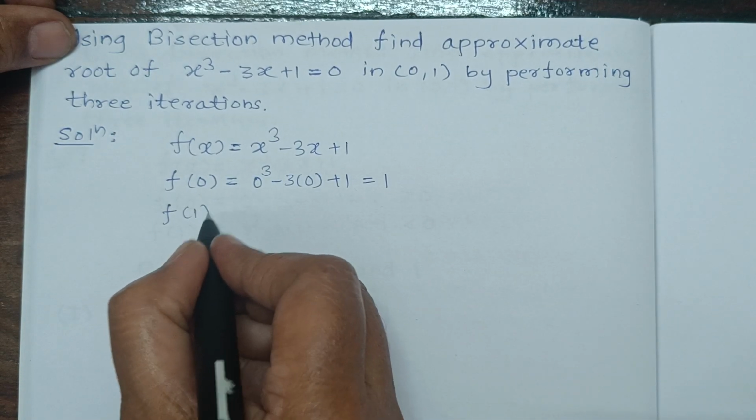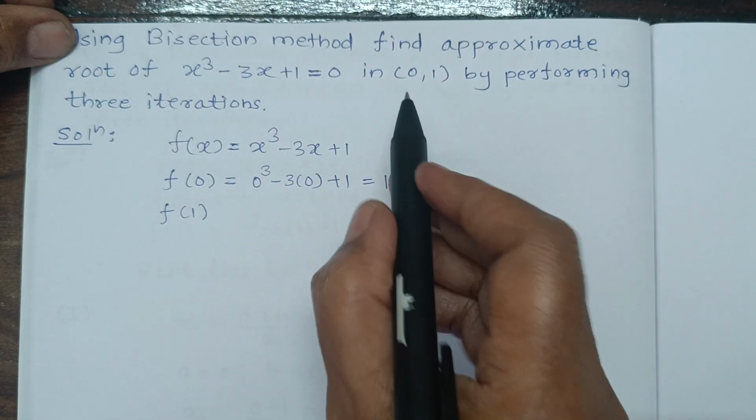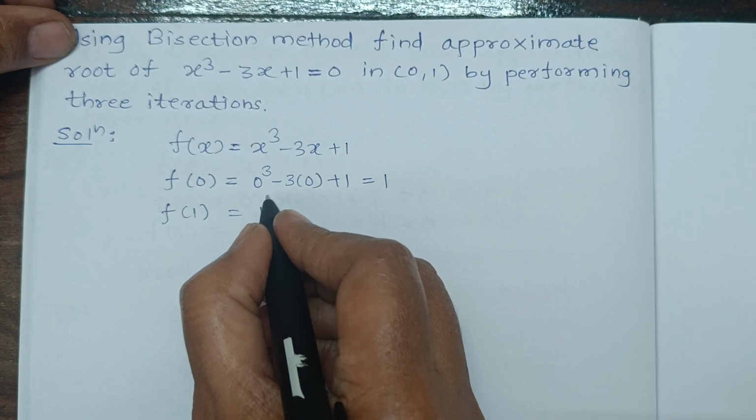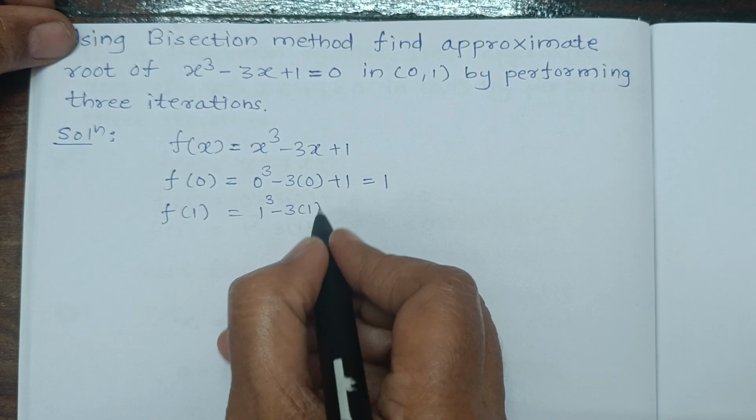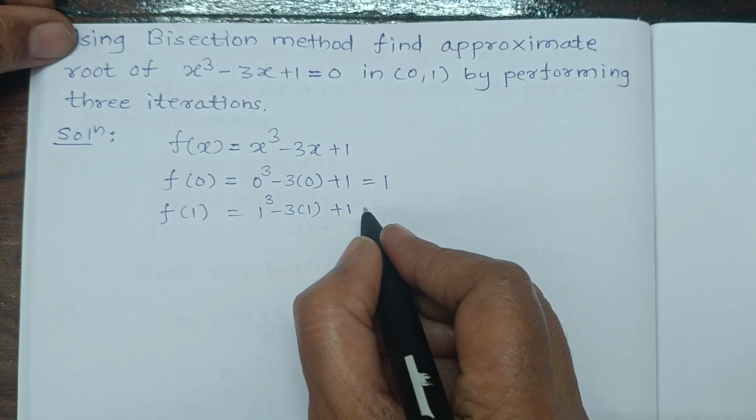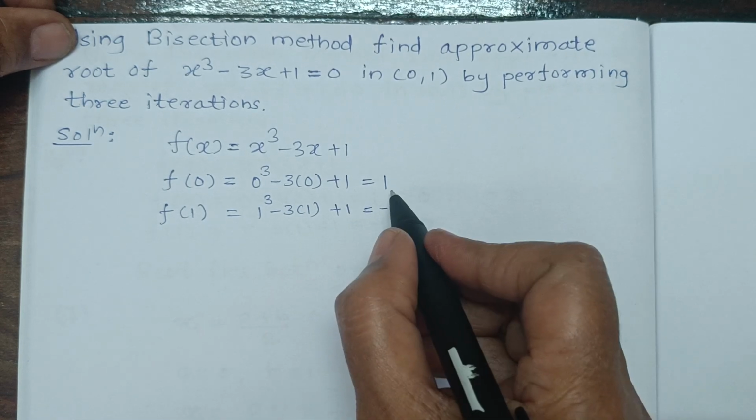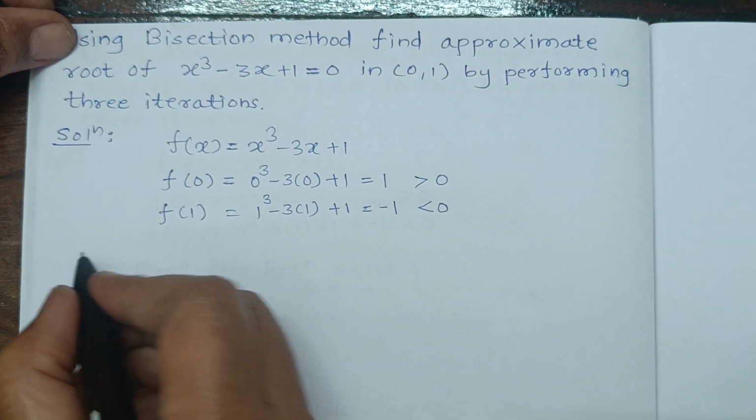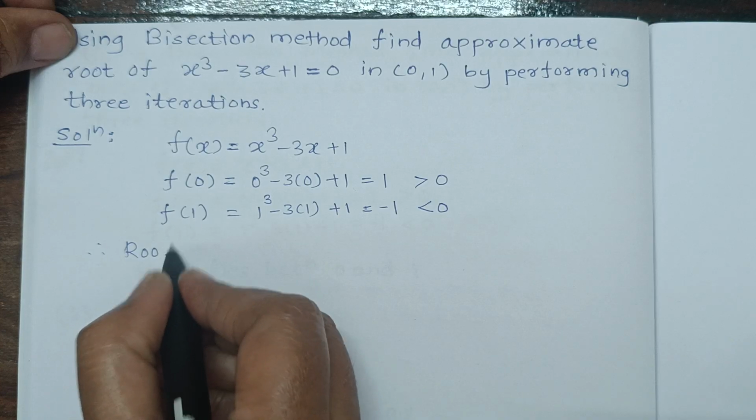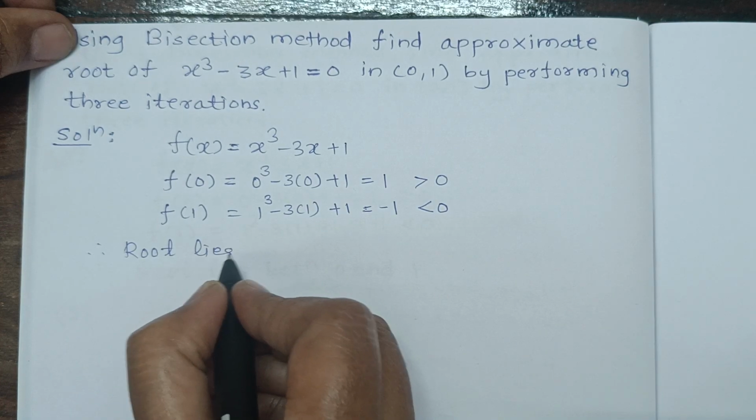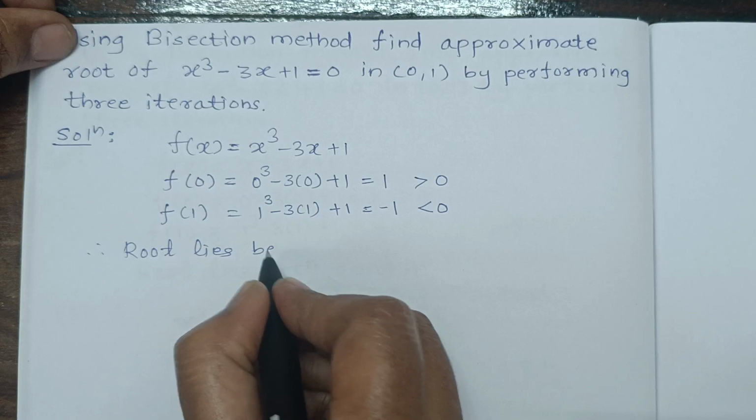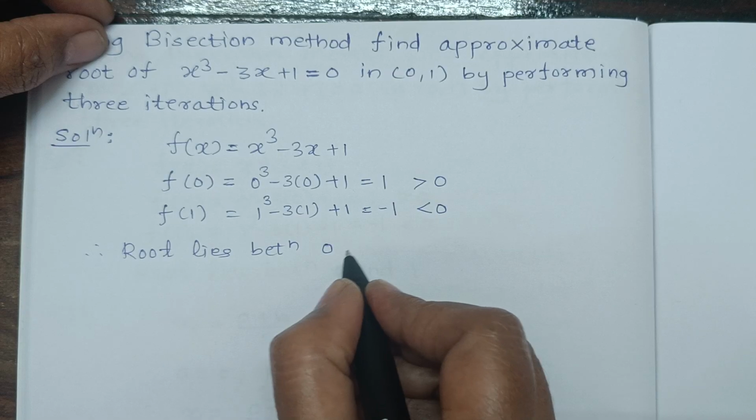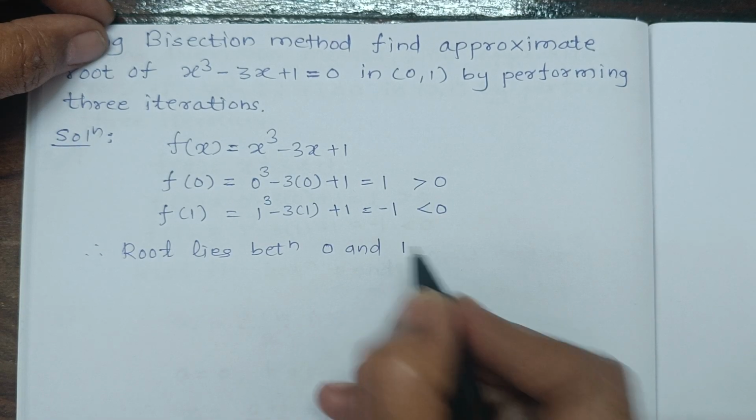Now f of 1, replacing x by 1, 1 cube minus 3 into 1 plus 1 is equal to minus 1. Now this value is greater than 0 and this value is less than 0. Therefore, root lies between 0 and 1.